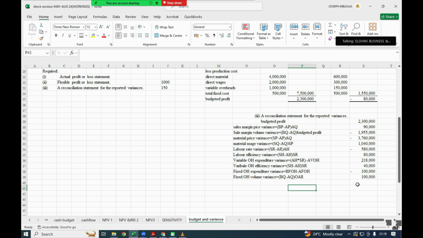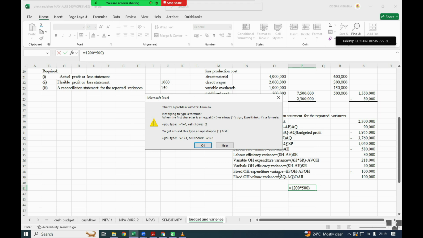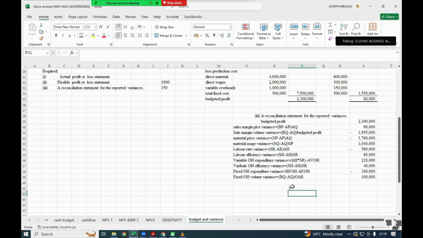The variance is still giving us 0 because the budgeted production was 1,200, actual production in budgeted 500, what we had budgeted per unit. So we close this and we minus the actual. Remember the actual was 600, and you'll get a 0.